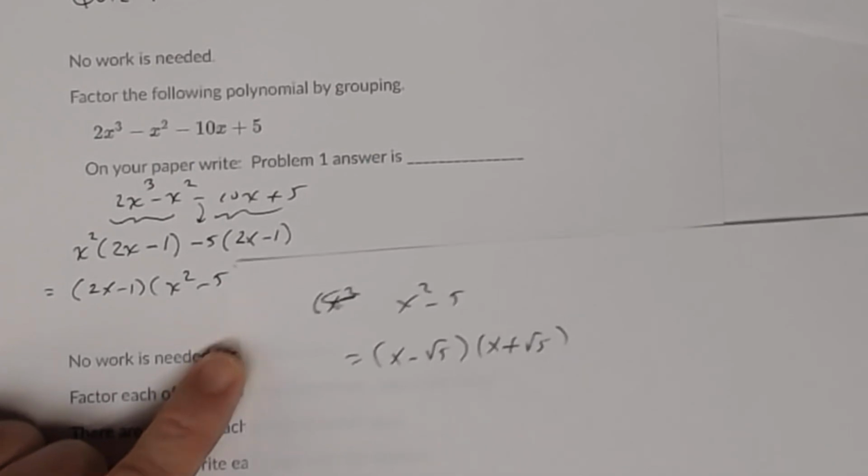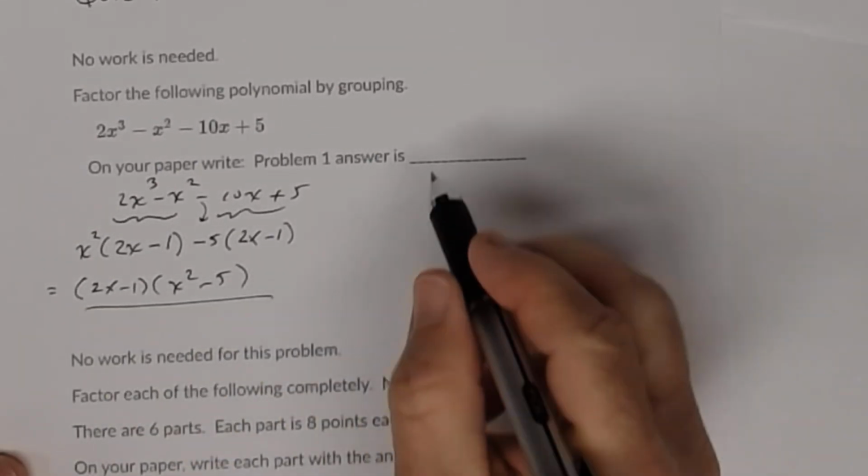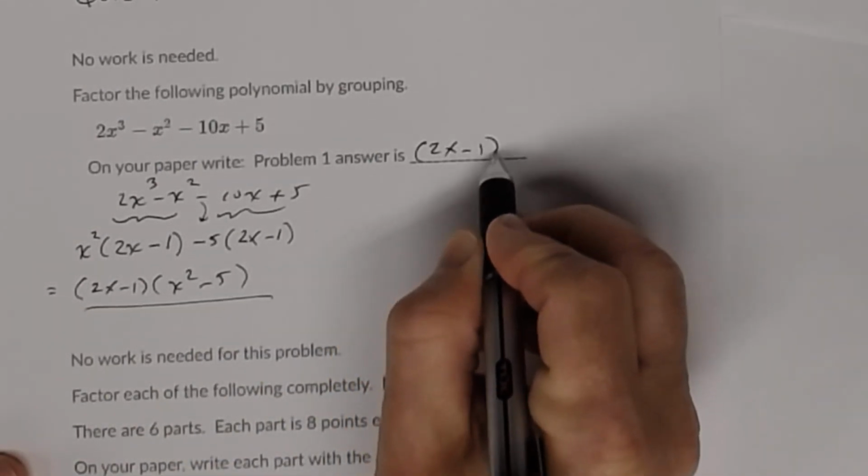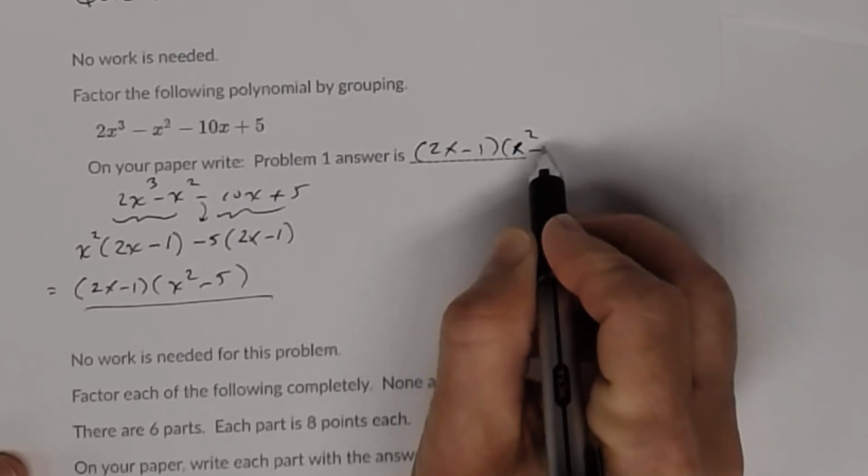Okay, just to let you know. But this is the answer. You just leave it like this. So it'll be 2x minus 1 times x squared minus 5.